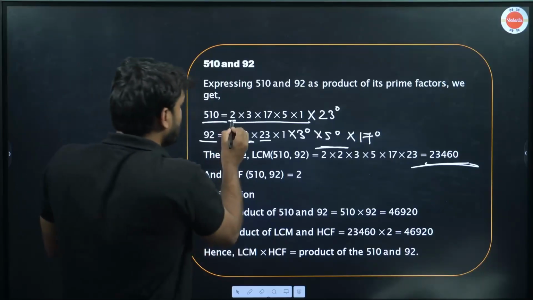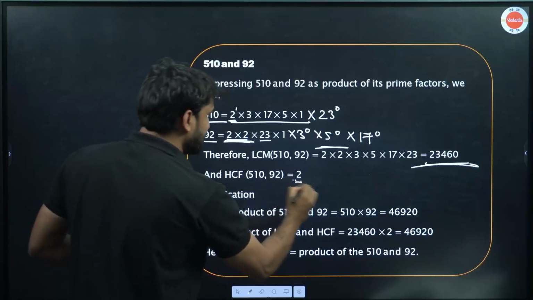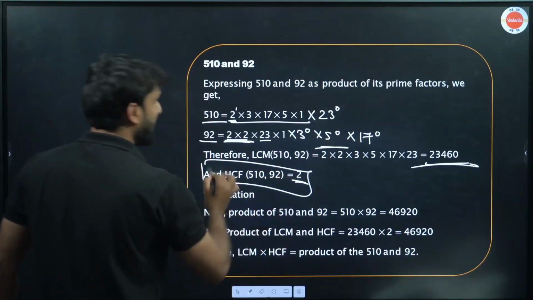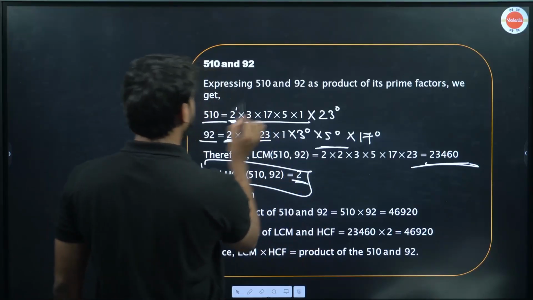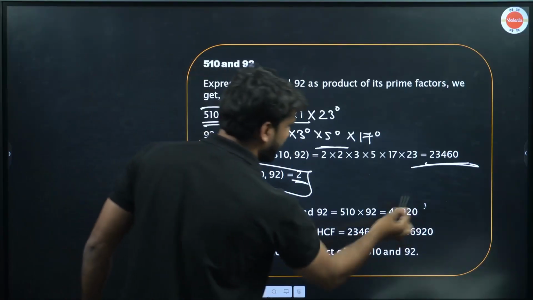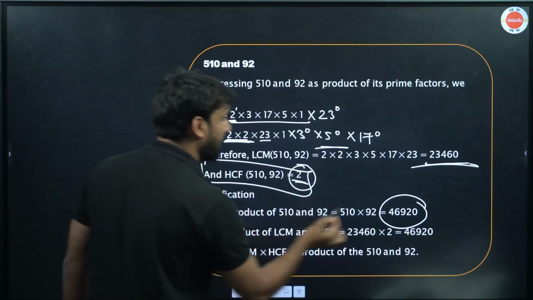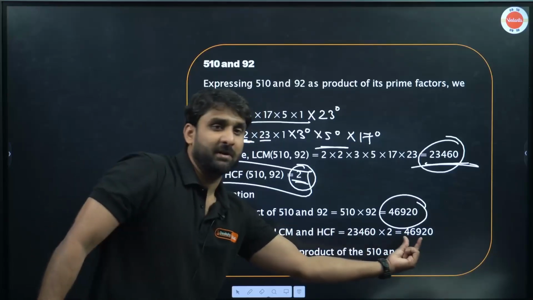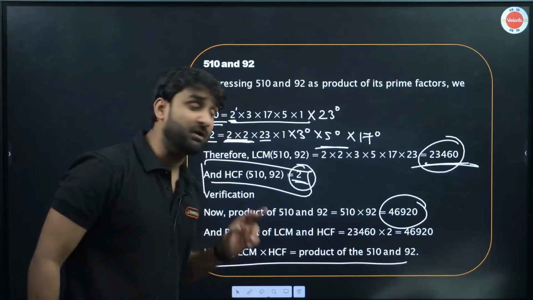Lowest power. So 2 to power 2 and 2 to power 1 and 2 to power 2. So only 2 will be considered and nothing else is common here. Now you can check. HCF will be 2 here. Now if we multiply the numbers themselves, we are getting 46,920, and if we multiply HCF and LCM, we are getting the same number. Hence verified, the product of HCF and LCM is equal to the product of the numbers themselves.